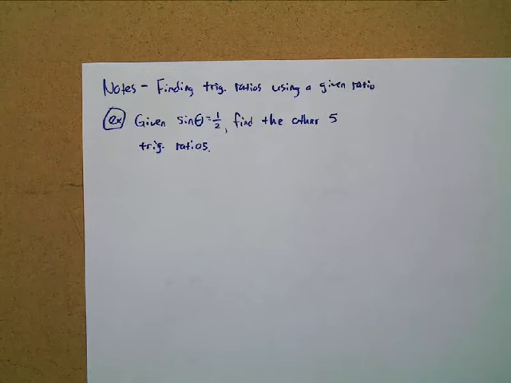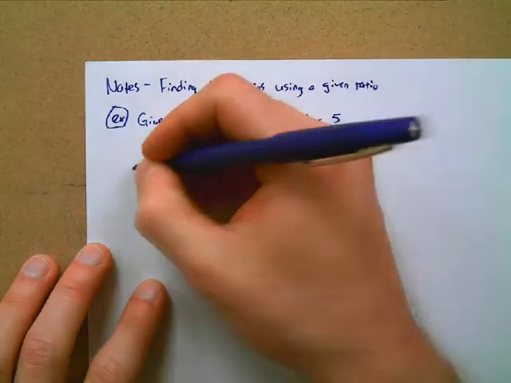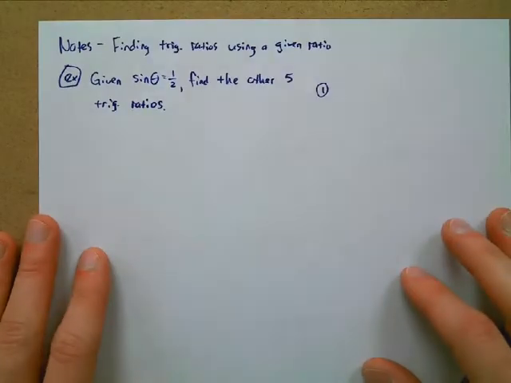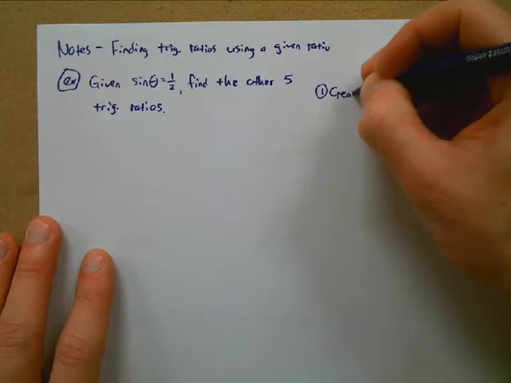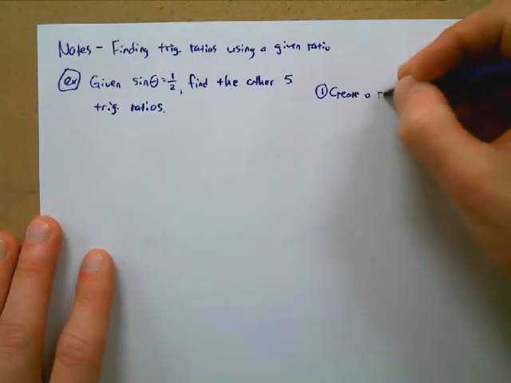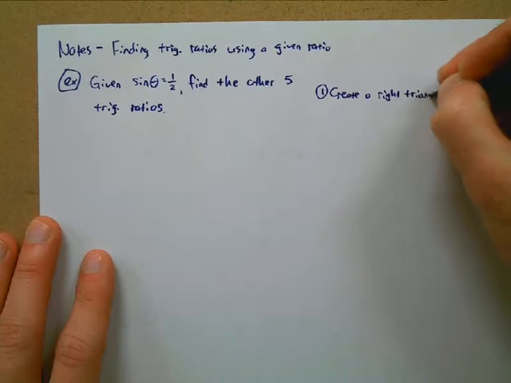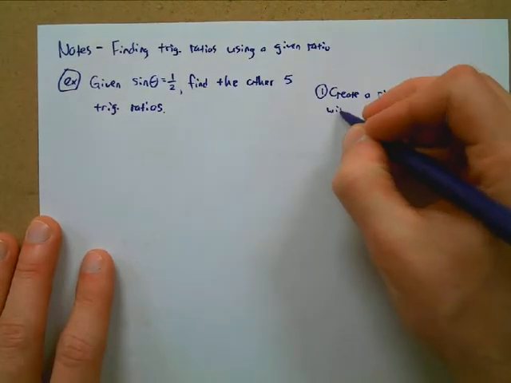And so we could then say this must be talking about a 30, 60, 90 right triangle. We could just draw that triangle. That's the first step we're going to do here: create a triangle that has that angle theta in it. And of course, we're going to create a right triangle because our trig ratios are relationships within a right triangle. So create a right triangle with angle theta.